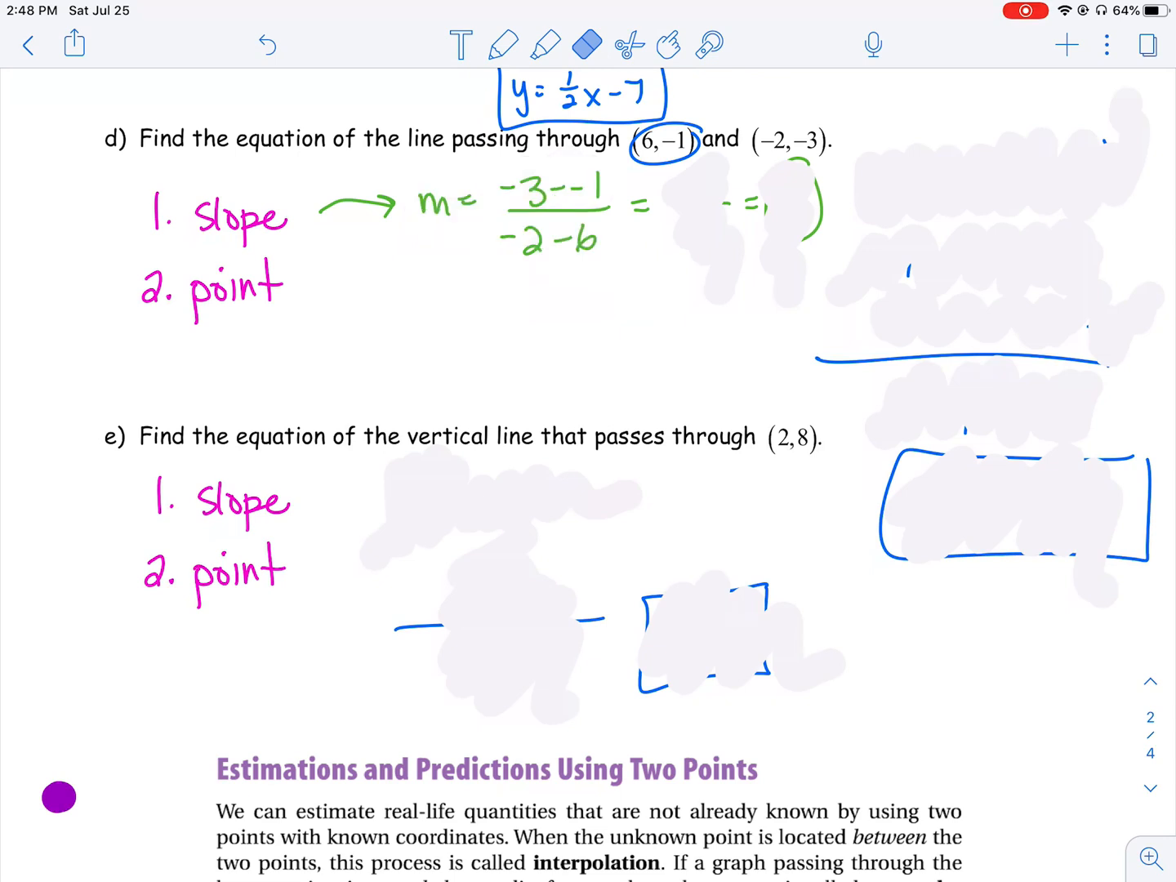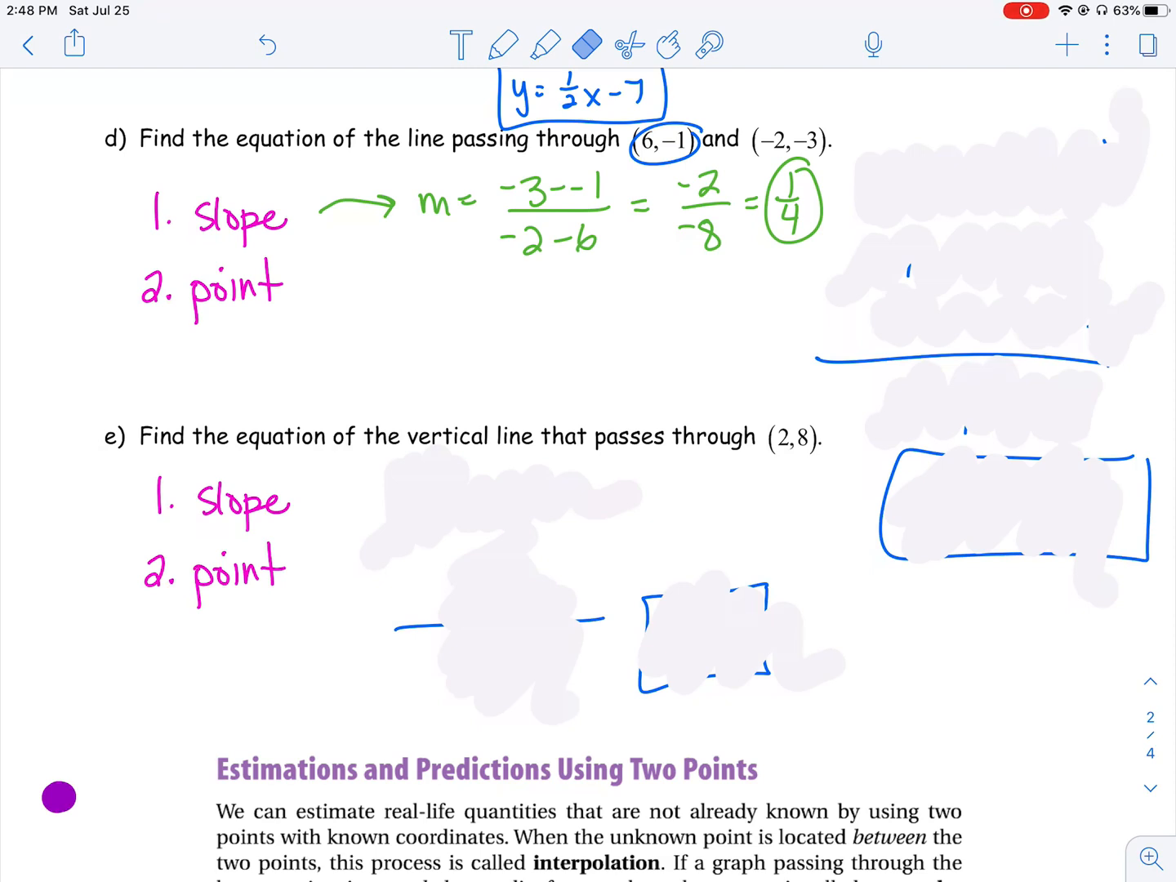So I have -3 minus a -1 over a -2 minus 6. I ended up getting -2 over -8, which can be simplified into positive 1/4. So now I do have a slope. I have the slope between these 2 points as 1/4.